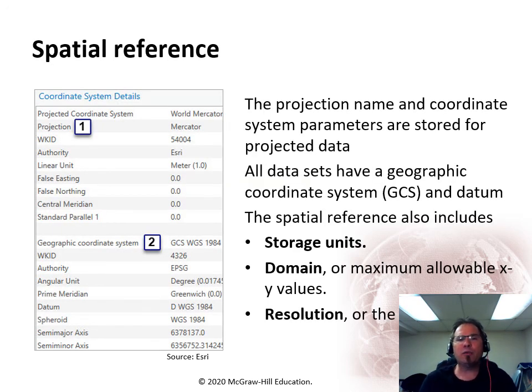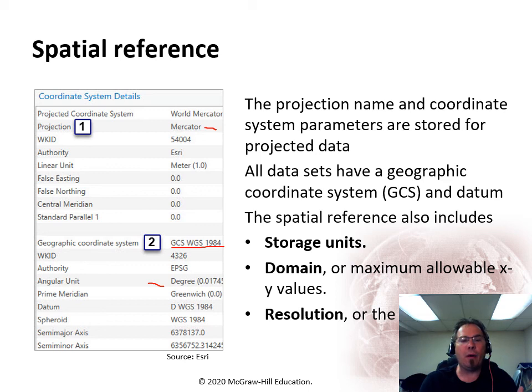So the spatial reference is the projection name, the coordinate system parameters that are stored. It's the storage units, which are either feet, meters, or degrees if it's lat and lon still. So those are the storage units. It tells you next to number one what the projection is, in this case Mercator. This is the GCS it's based off of, which is WGS 84. Its units are degrees here.